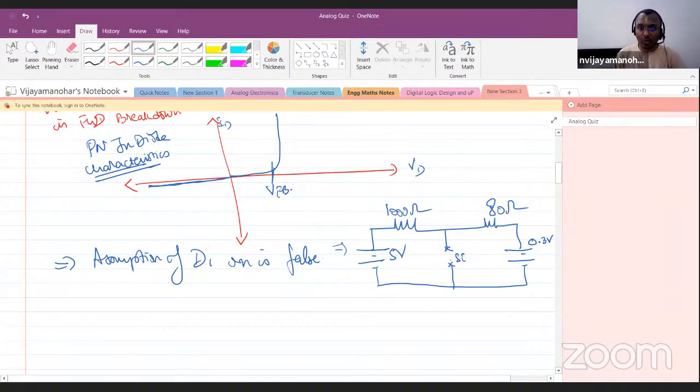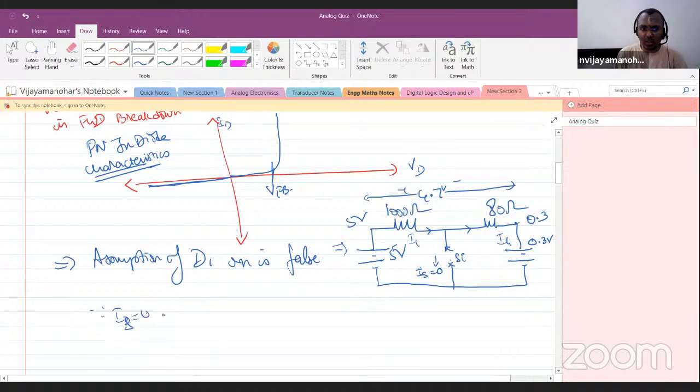Now, here comes the most important point. This is 5 volt, this is 0.3 volt, so the delta V is 4.7 volt. The current here and here will be same because this current is 0. I1 and IG will be same. Since ID equal to IS equal to 0, I1 equal to IG is equal to 4.7 divided by 1080. So how much will this be? 4.7 divided by 1080. Let us calculate.